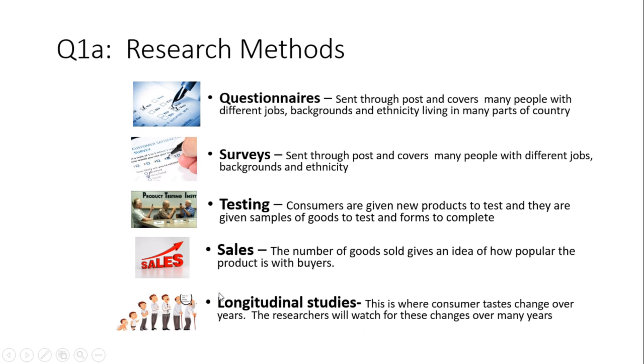This is a very long-term type of study where you would look at sales, look at questionnaires over time, look at consumer buying habits for a particular product, and then use that information to make an informed decision about how to proceed with a new development of the product, or how the products could be improved and so on. So there's many ways in which you could research to gather information from users and buyers. So to summarize, questionnaires, surveys, testing, sales, longitudinal studies, any of these will get you the marks for question 1A. Okay, let's move on to the next page.